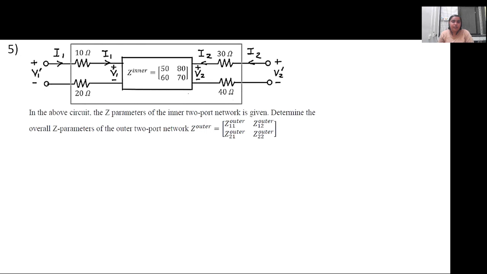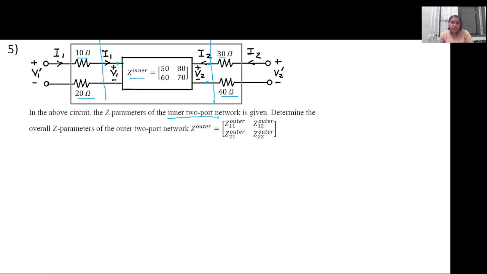So in this question, there is a two-port network circuit which is given by the Z parameters, where input voltage is denoted by V1 and output voltage is denoted by V2. I1 current is the input current and I2 current is the output current. This is the two-port network, which is called in this question the inner two-port network. Now towards the input side, there is a 10 ohm resistance and a 20 ohm resistance connected, and towards the output side there is a 40 ohm and a 30 ohm resistance connected.